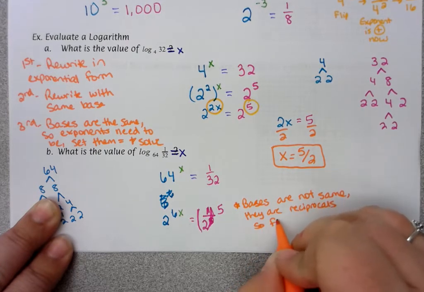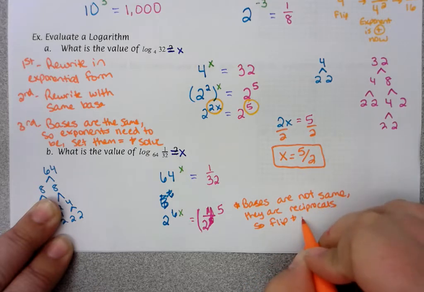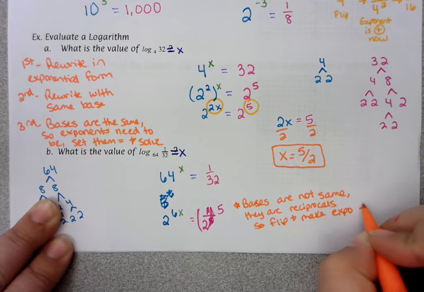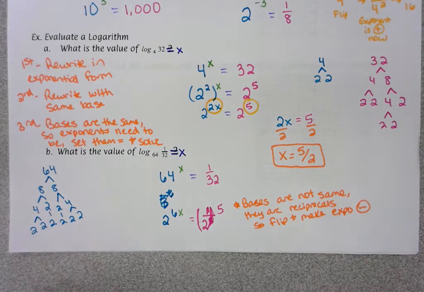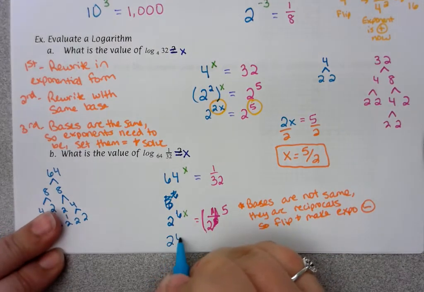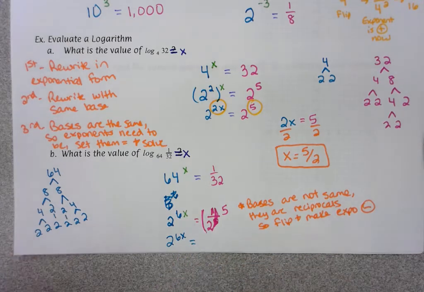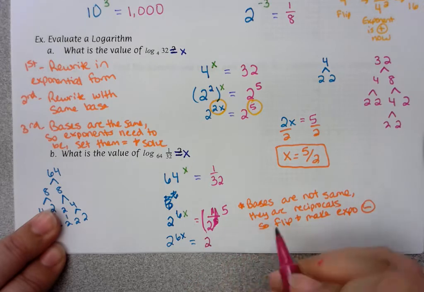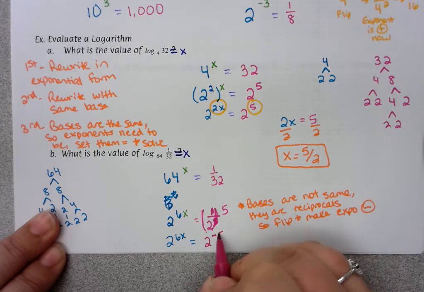So we are going to flip and make the exponent negative. I like this one being 2 to the 6x, so I'm going to flip this one. Since it says 1/2, I'm going to make it say 2. Then its exponent will be negative.